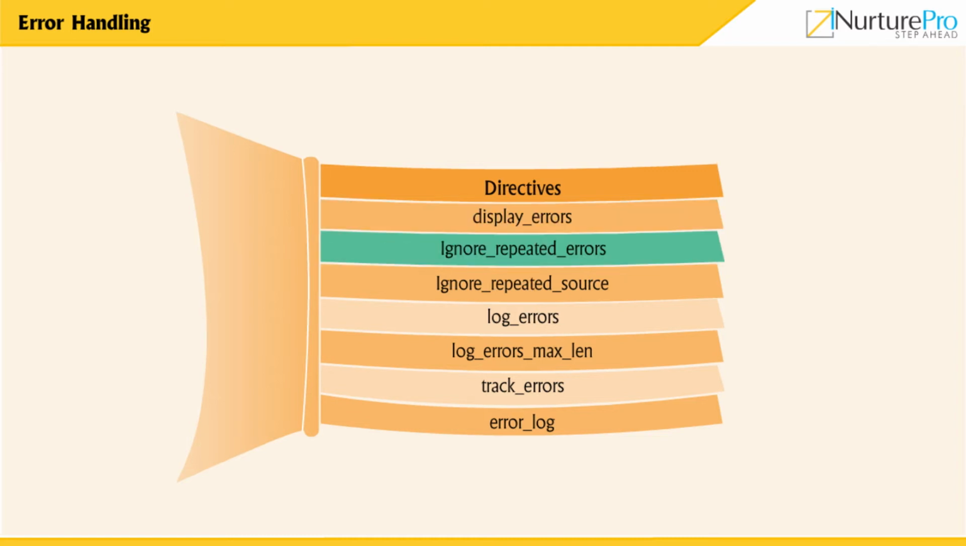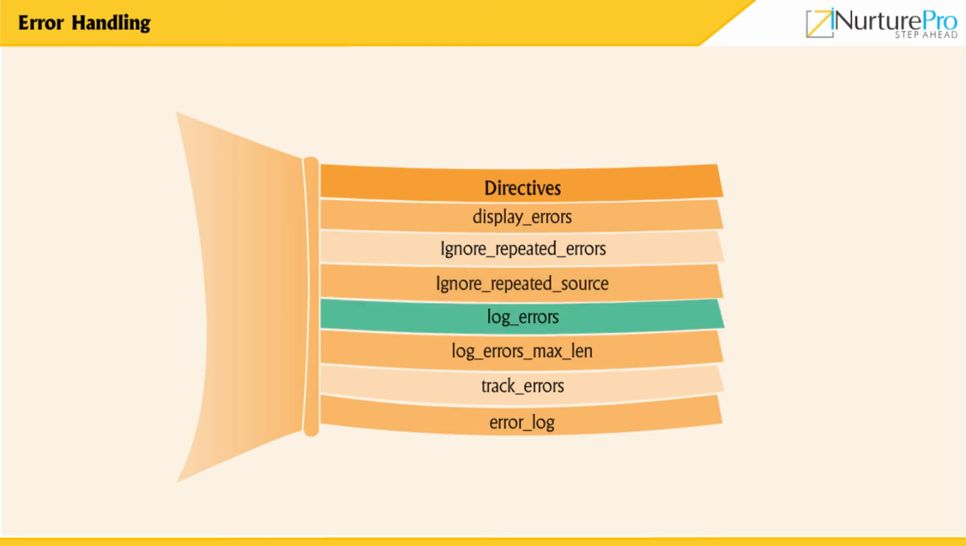Ignore repeated errors ignores error messages that occurred in the same file. Ignore repeated source, as the name suggests, is used to ignore error messages that occurred in various files. Log errors is one of the denotations of finding errors in PHP. This directive is always enabled for rectifying the problems.